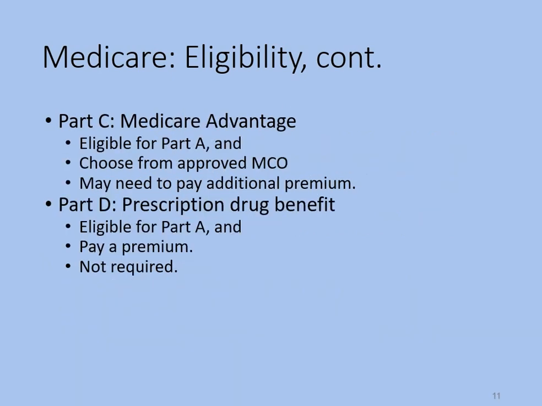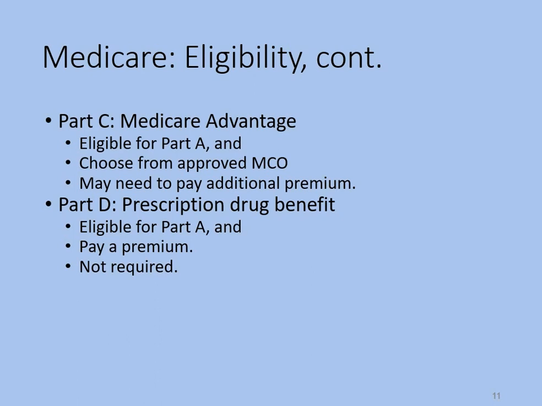Then there's Medicare Part C and Part D, which we've already talked about. You're eligible for Part A and choose from approved MCO, managed care organization. So you may see a lot of commercials on television for these Medicare Advantage programs, like through AARP, Humana, and so on. And you may need to pay an additional premium. Some of these you don't have to pay a premium, but they don't really give you too much. Maybe a discount, but it really kind of channels you to see a particular kind of provider who may be expensive. Part D is a prescription drug benefit.